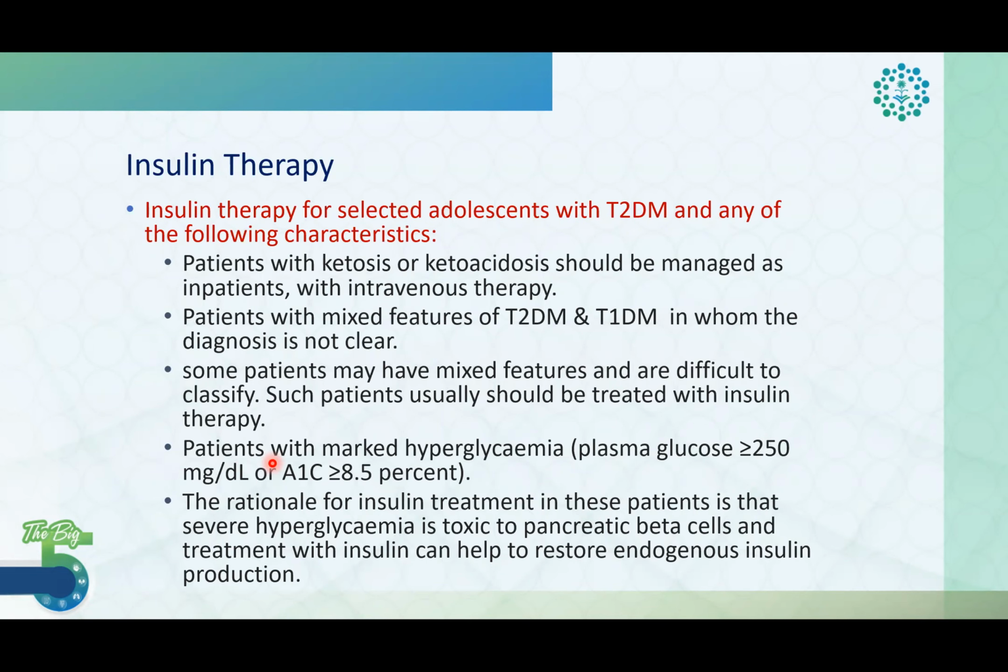Now we come to insulin. Here, insulin therapy is not like in adults, where they keep it till the end as a last choice. In children and adolescents, we like it to be started early, especially if the patient with type 2 diabetes, as I mentioned previously, comes with ketosis or ketoacidosis. We cannot manage any child with type 2 diabetes and ketosis with metformin alone. It is impossible, so we have to start insulin.